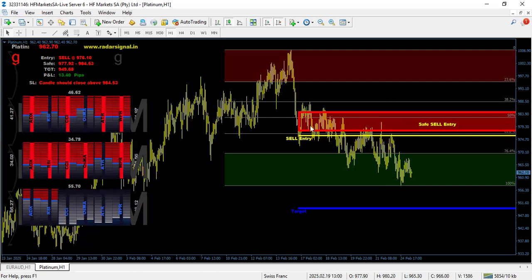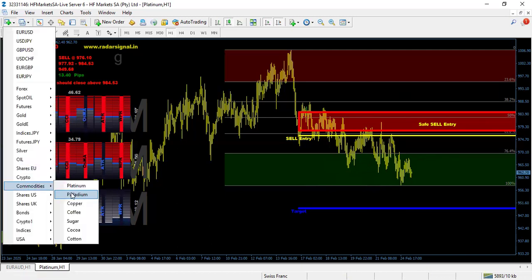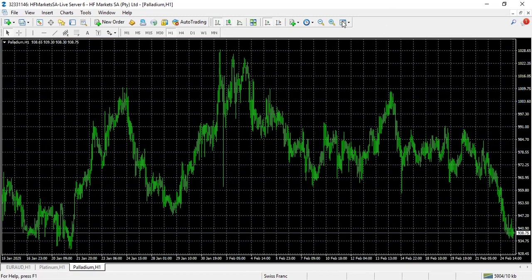This was a nice trade, and it moved very well. I think it moved around 80 pips in profit on this platinum signal provided by the system. If you took this trade, you should be in good profit by now. Moving on to another commodity, let's look at palladium. We're going to look at all the commodity pairs.